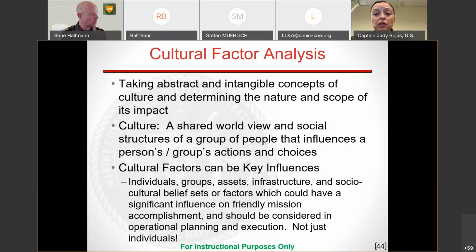Cultural factors, as we also mentioned, can be key influences in a civil environment or in that operational area. And just a refresher again, they could be individuals, groups, assets, infrastructure, and social cultural belief sets of factors which could have a significant influence on friendly mission accomplishment, which is why, as military people, we care, and they should be considered in operational planning and execution, not just individuals. It's not just people to look at. It's a lot more things that could be key influences. Next slide, please.